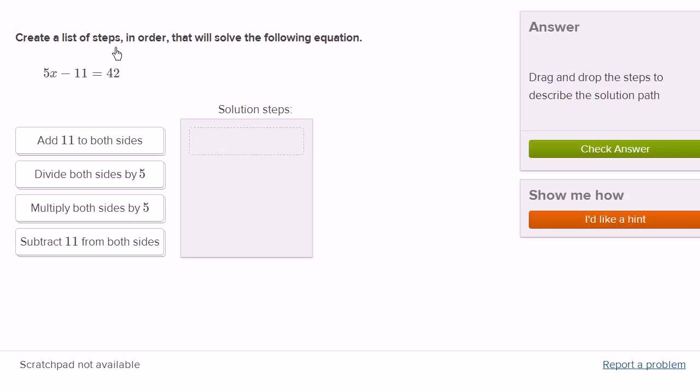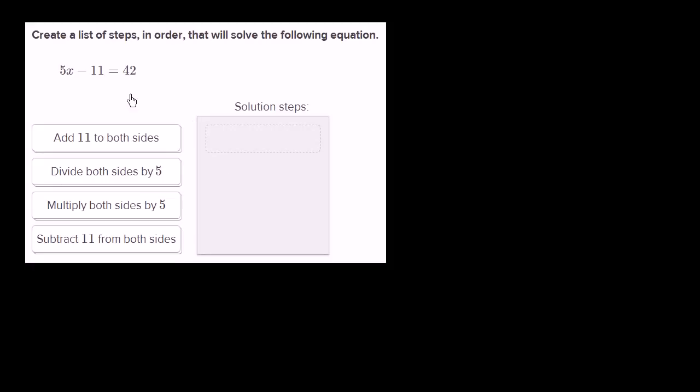Create a list of steps in order that will solve the following equation. And they give us the equation here, and then they have a bunch of steps that they want us to put in order. So let's just work it out on this scratch pad. You might be able to work these out in your head eventually, but I'll do it on this scratch pad first. So first I'm just going to solve this the way that I might try to solve it.